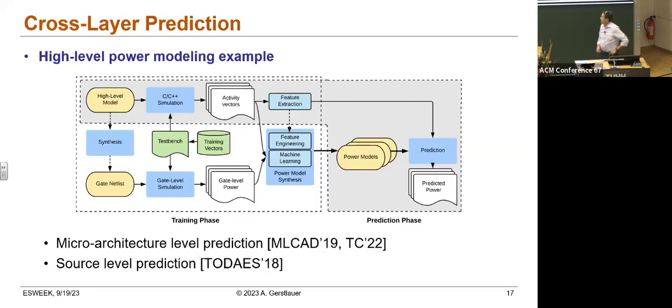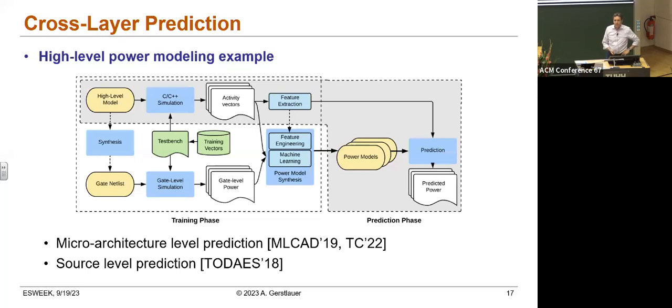This is some work that we did on developing power models, especially at the high level. We did some work on microarchitecture level power modeling and source level power modeling, but basically the idea is very similar. Here, in this case, the reference is a gate level netlist of your particular target. You run gate level simulation, you get gate level reference power, and then you have some high level C++ model out of which you extract activity. You train a machine learning model such that at prediction time, you just run the C++ simulation and can predict gate level power at a very high level of accuracy.